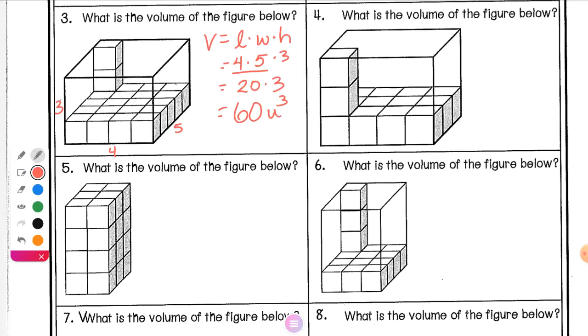Number 4, Dom, what should I have first? Okay, length times width times height. Substitute. Hallie, what should I have next under that? 4 times 3 times 3. Okay, length times width, you're right. 4 times 3, and I look at my height over here is also 3. What is 4 times 3, Lily? 12 times 3, Emmy? 36, and my label is cubic units.